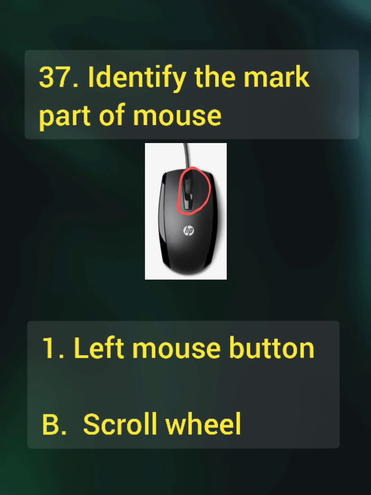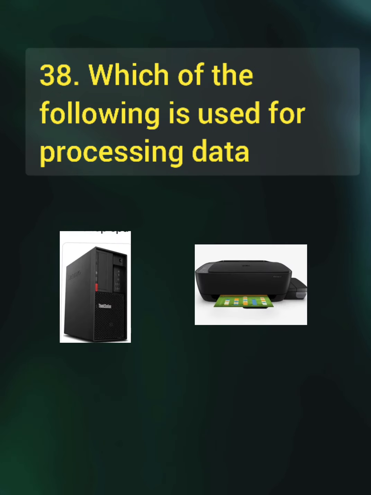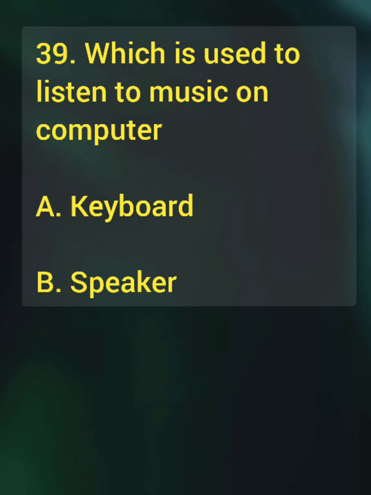Identify the marked part of mouse. Option A, left mouse button. Option B, scroll wheel. And the answer is option B, scroll wheel. Which of the following is used for processing data? Option A, CPU. Option B, printer. And the answer is option A, CPU.